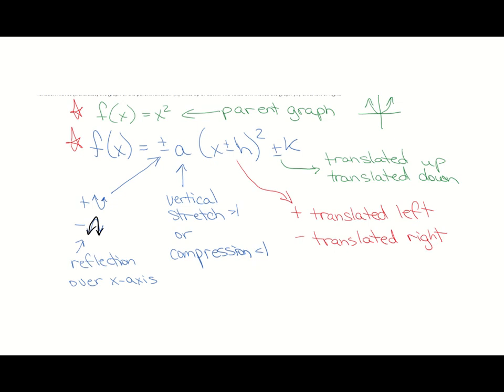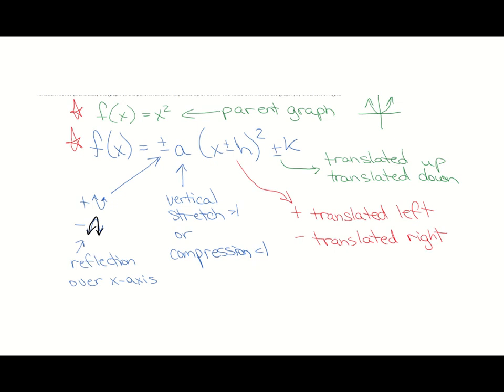If the number in front of the quadratic term, or the x squared, is greater than 1, you're going to have a vertical stretch, or it's going to look more narrow. If it's less than 1, not meaning negative, but if the number is between 0 and 1, so a fraction under 1, it's going to be vertically compressed, or wider.